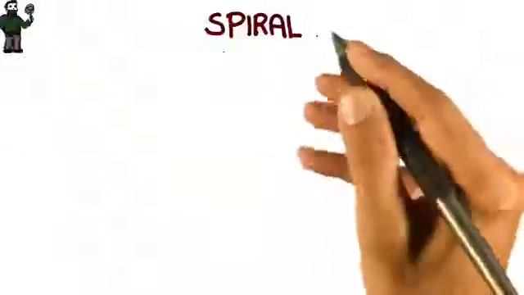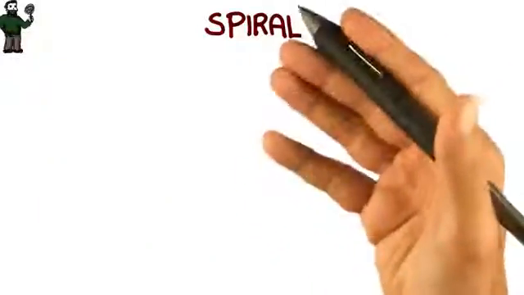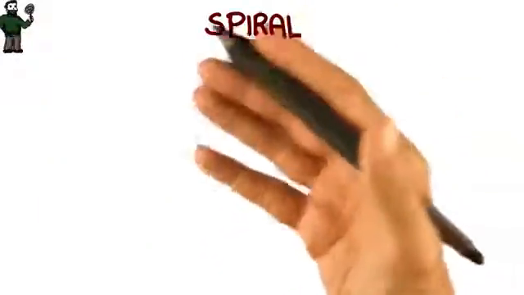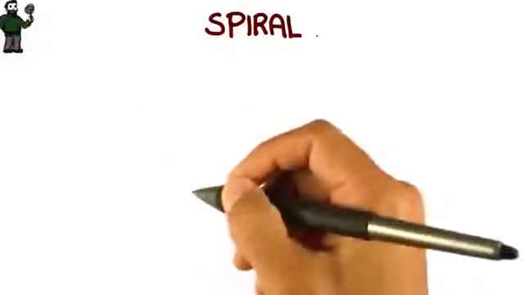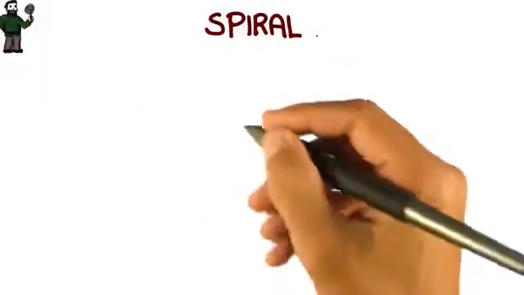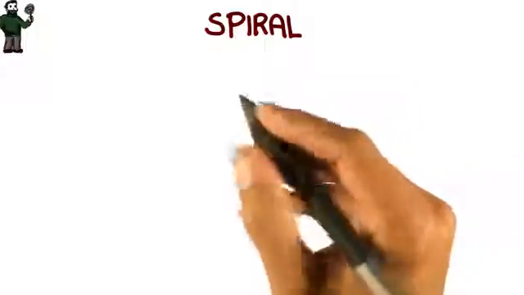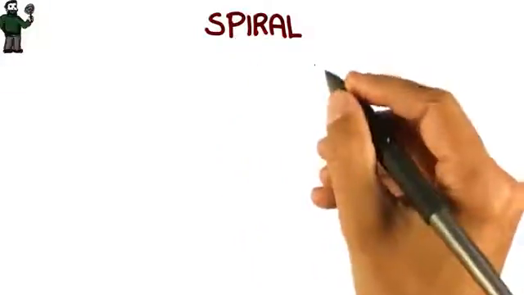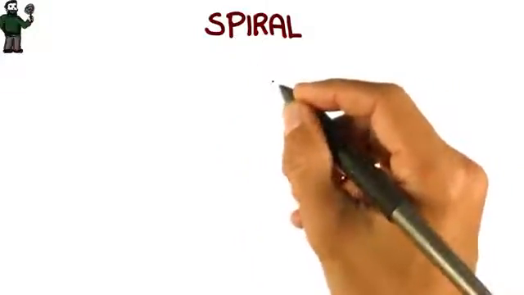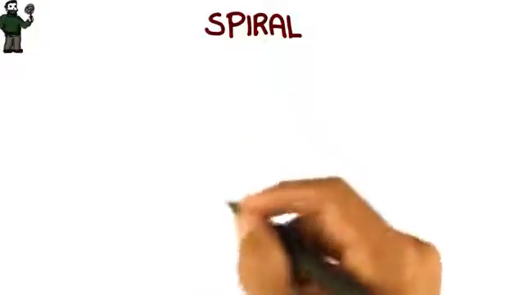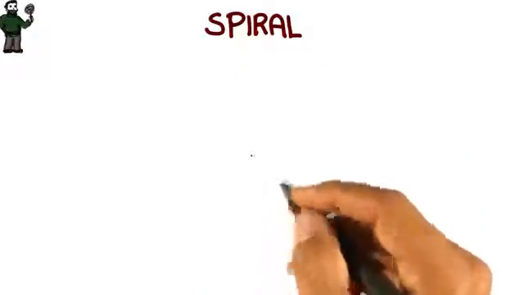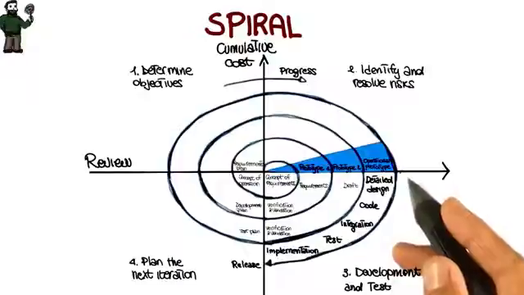The next model that we will discuss is the spiral model, which was first described by Barry Boehm, the professor that we interviewed at the beginning of this lesson, in his paper from 1986 that was entitled A Spiral Model of Software Development and Enhancement. And one of the main characteristics of that paper is that it was describing the spiral model using a diagram, which is the one that I'm showing you here.